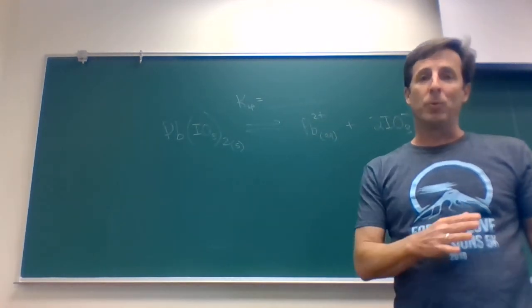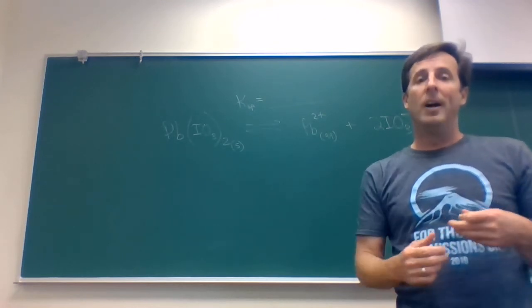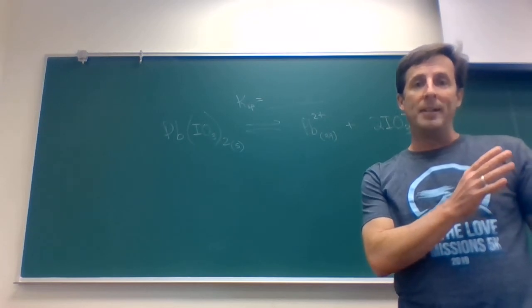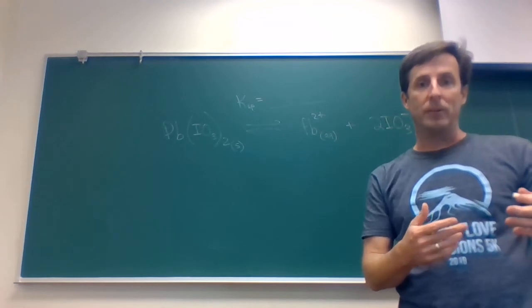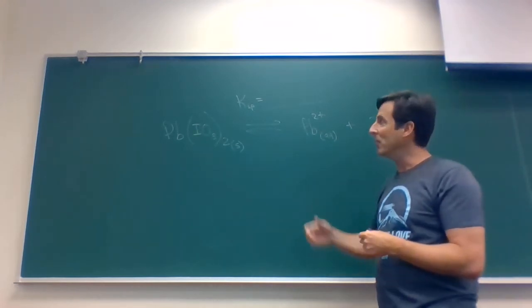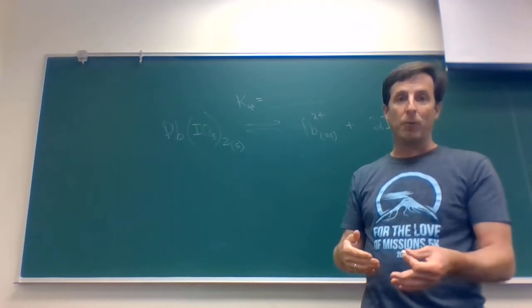There will be other problems where the Ksp is given, or sometimes you need to look it up. It's in the same table in your appendices of your book as the Ka and Kb values. There's a separate table in there for Ksp values. So anytime you're working on these problems, you may have to look up those numbers. This number is probably in the table, but we're pretending it's an unknown and we're going to solve for it.